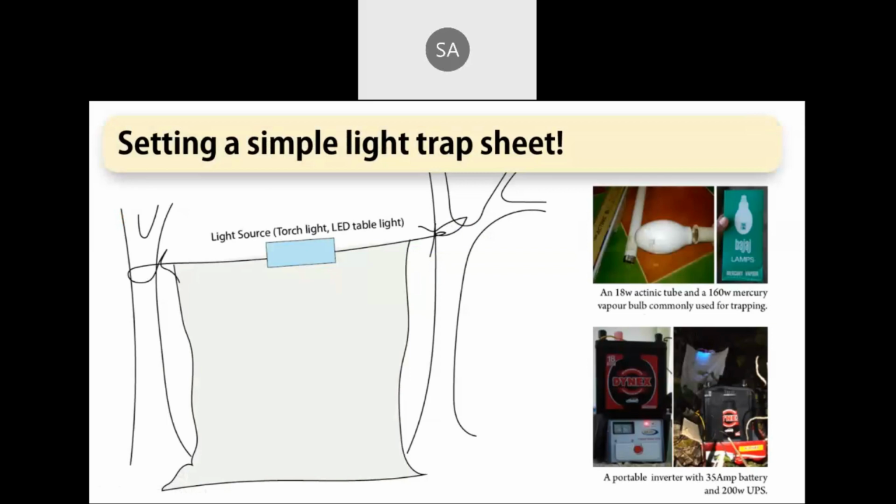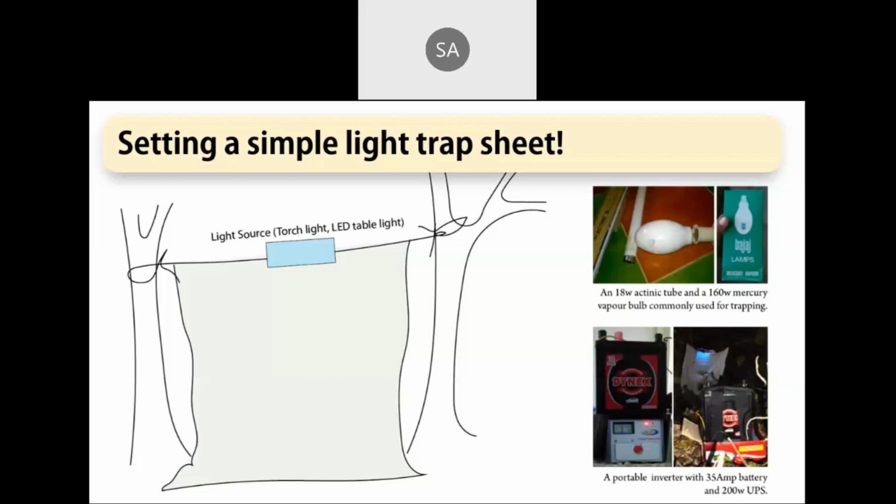So next is setting up a simple light trap. We have seen one diagram where we put one sheet, then torchlight, LED, table light, or sometimes UV light. And the right side shows the bulb. This is a mercury vapor bulb. This is not easily found, but that actinic tube you can see beside the mercury vapor bulb can be easily purchased online.